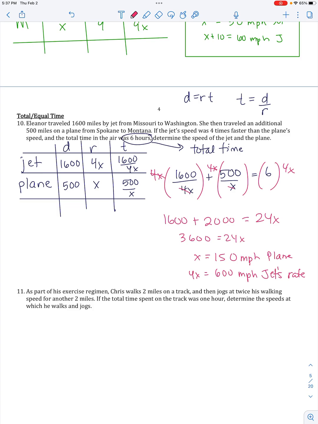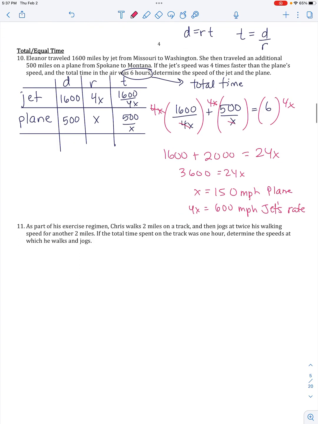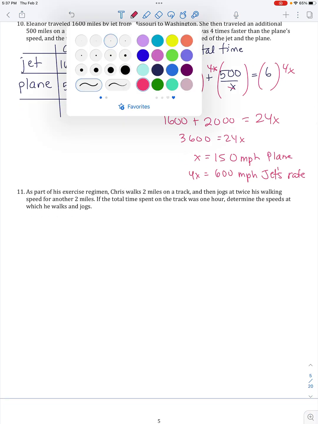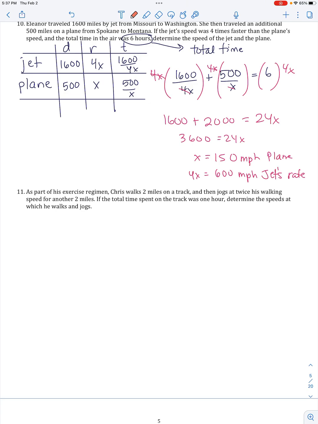All right, so the rest of this page and the next page are all either equal or total time. So I'm going to do one more with you and then let you guys try a couple on your own. So we'll do number 11. Chris is walking 2 miles on a track, but then he's jogging. So we have walking or jogging as the two variables. The total time spent. So it's a total time problem again. Time equals distance over rate.